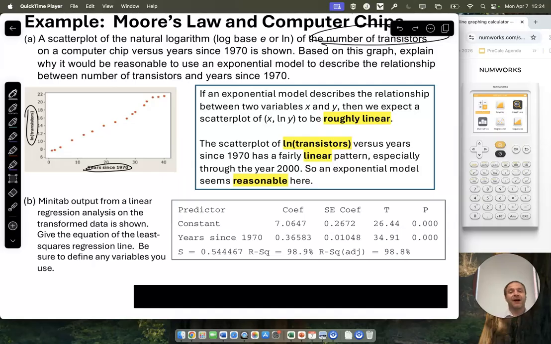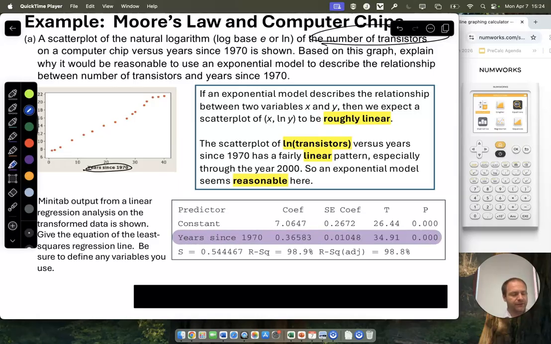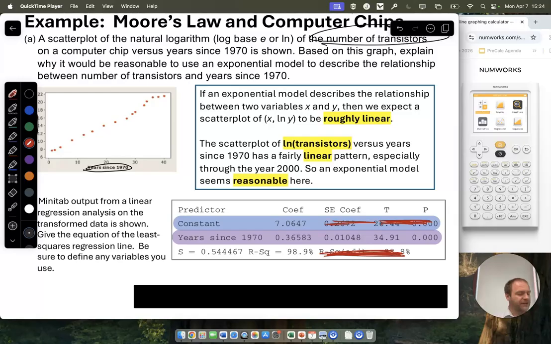So we have a Minitab output for part B. And with the Minitab output, we give the equation of the least squares regression line. Be sure to define any variables you use. Okay, so let's look at what we're going with here. We have our slope row, and we have our y-intercept row. We have information that we don't really use. We don't use these, and we're not going to use the r-squared adjusted. I'm not going to use the standard error coefficient of the y-intercept. All right, so there we have it.